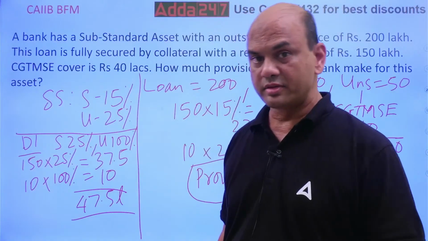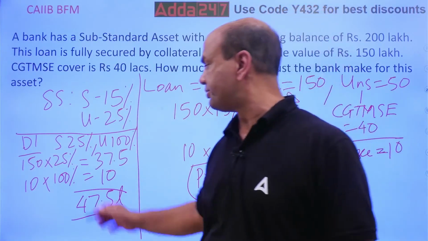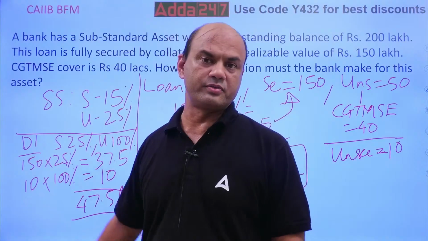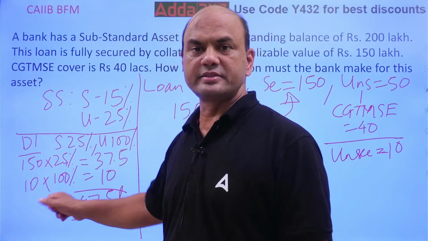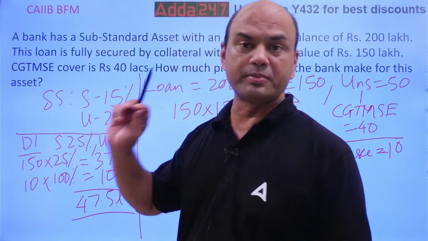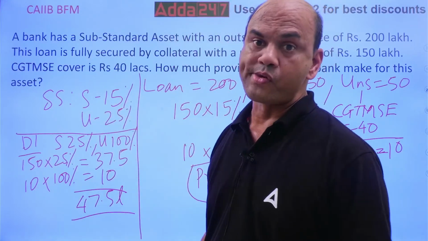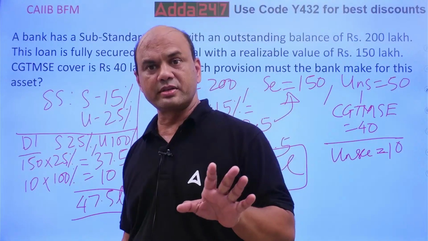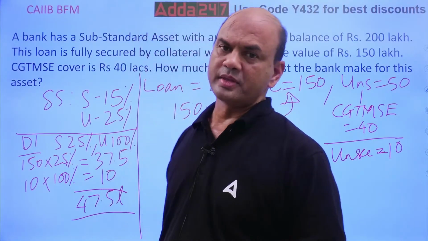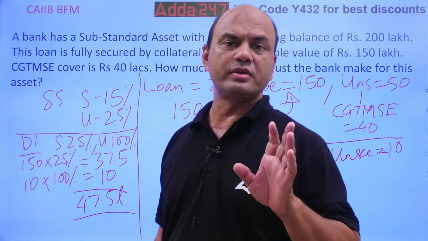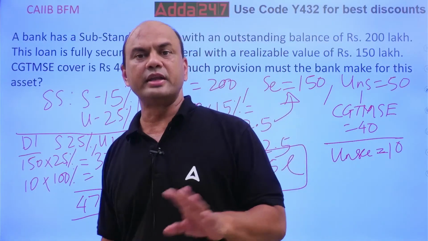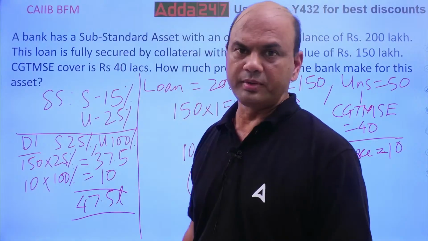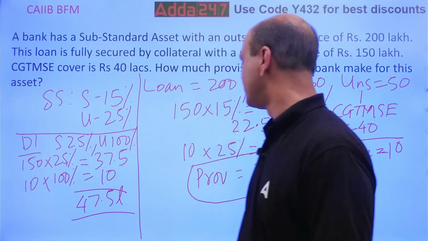Again, if it is D2, then this becomes 40%. 15 4s are 60, so this will be 60 lakhs, and this is complete 100, so 70 lakhs will be the provision for D2. Pay attention, everyone. Provisioning is very simple. Doubtful one is 25%, doubtful 2 is 40%, and then loss is 100%. Okay? Got it? Clear?